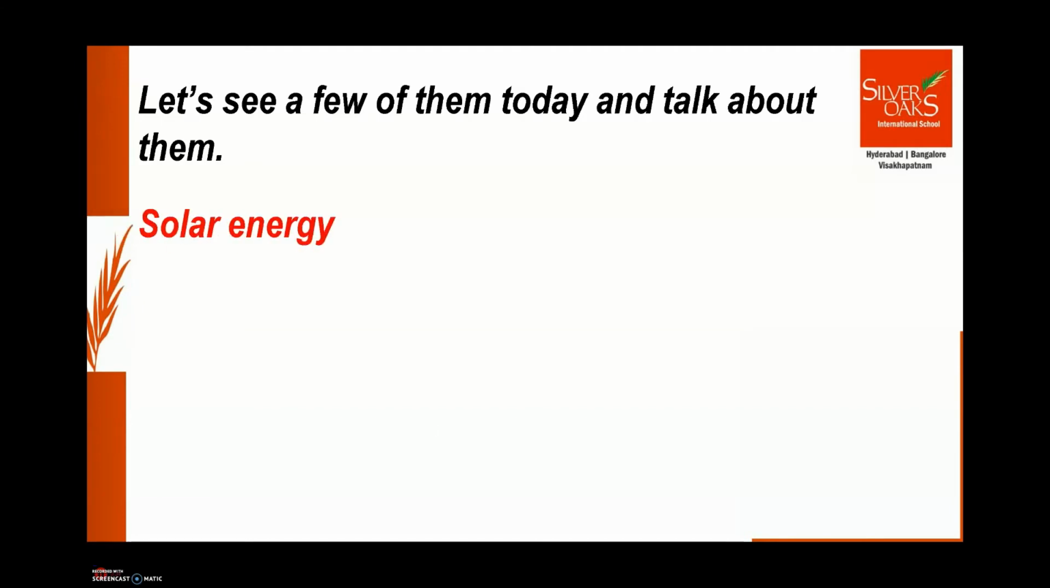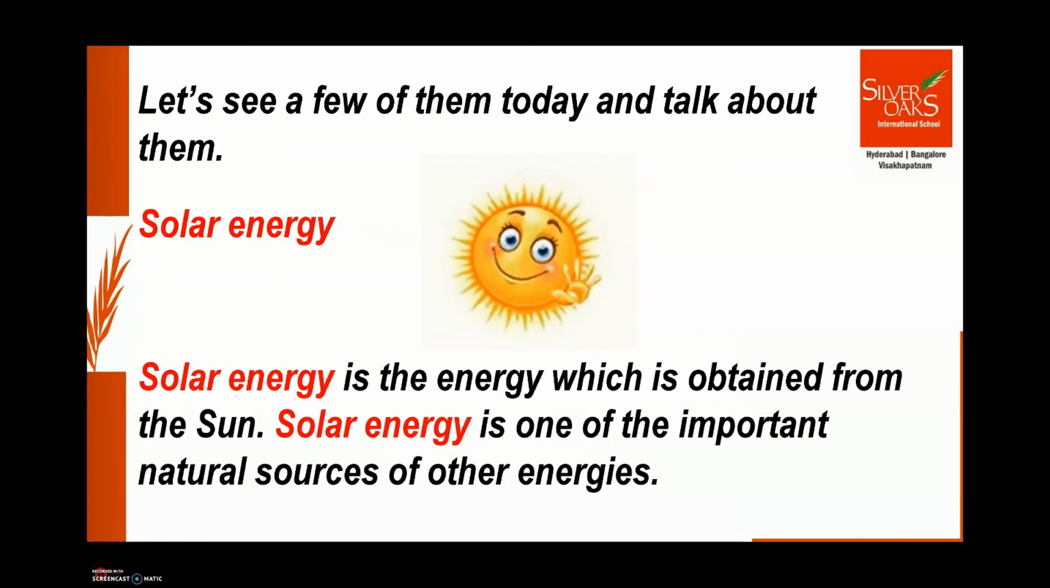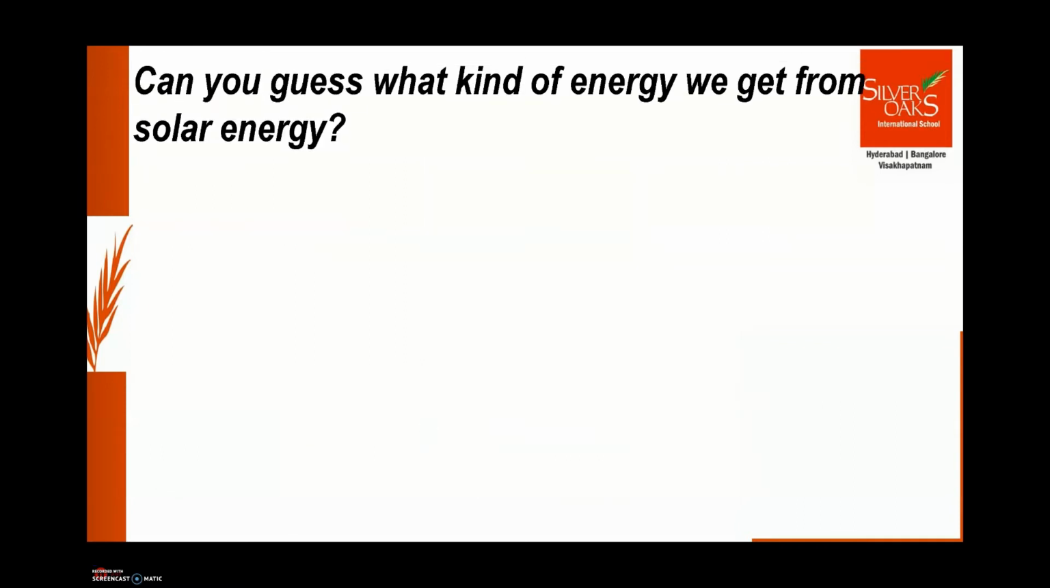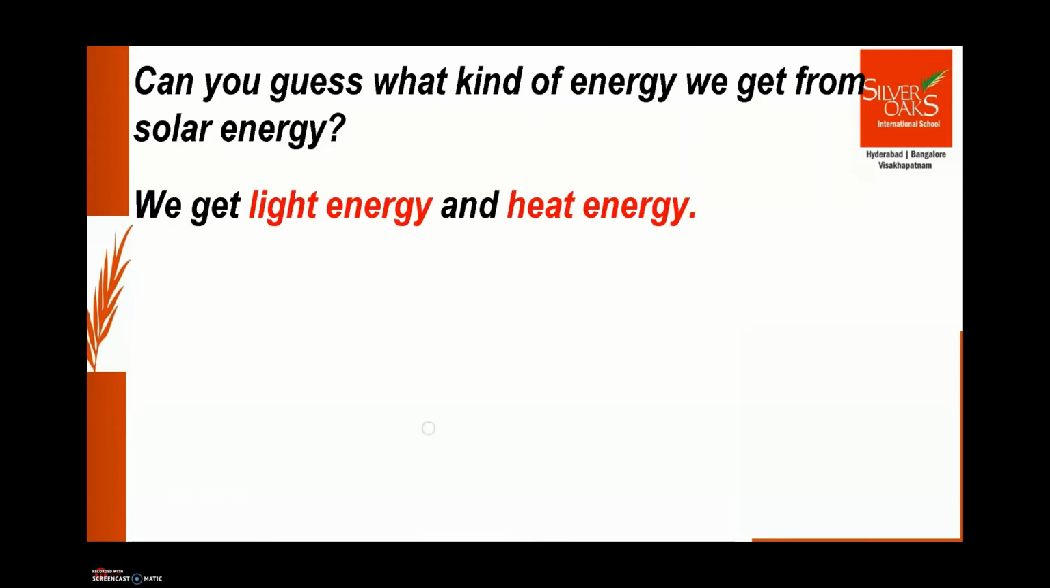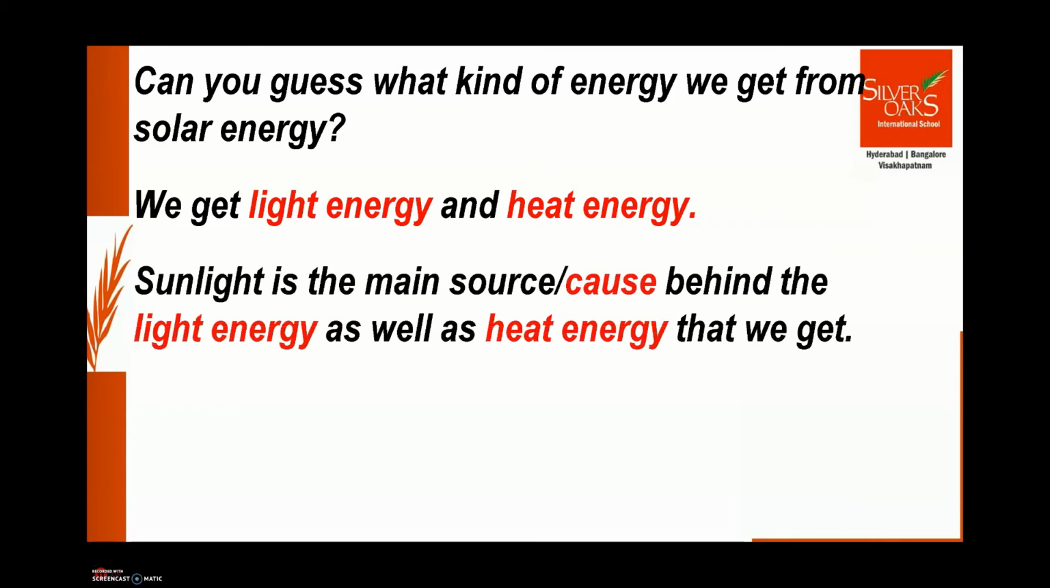Firstly, solar energy. Solar energy is the energy which is obtained from the sun. And solar energy is one of the important natural sources of other energies. Can you guess what kind of energy we get from solar energy? We get light energy and heat energy. Sunlight is the main source or cause behind the light energy as well as heat energy that we get daily.